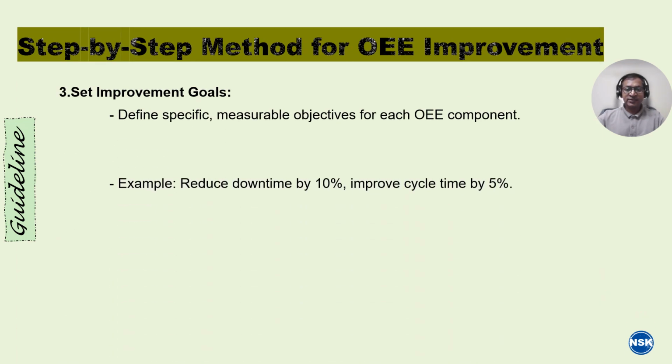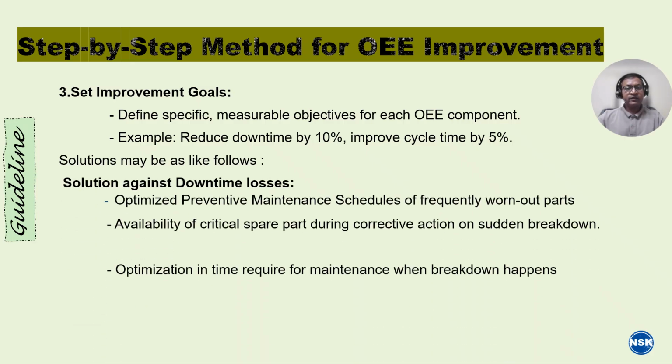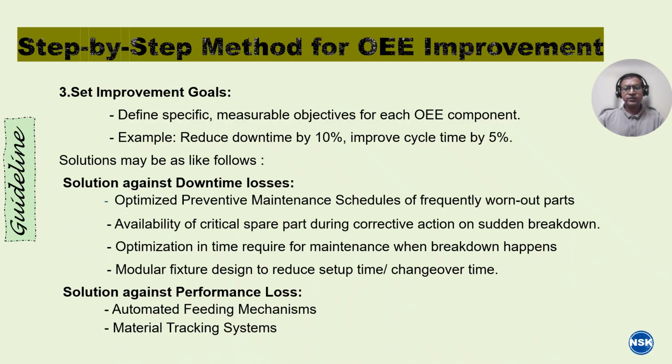Third guideline is set improvement goals. Define specific, measurable objectives for each OEE component. Example: reduce downtime by 10%, improve cycle time by 5%. An engineer can develop a solution according to the goals. Identify and implement corrective actions to eliminate the root cause. Considering that the problem analysis is done and root causes are identified, actions can be taken as per the specific goal or requirement.